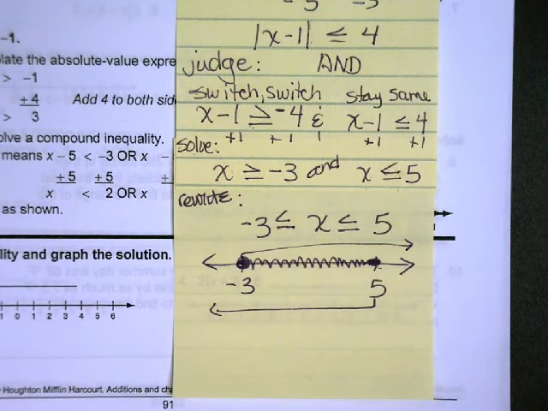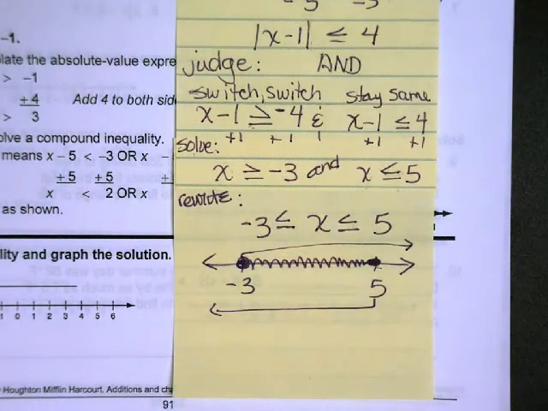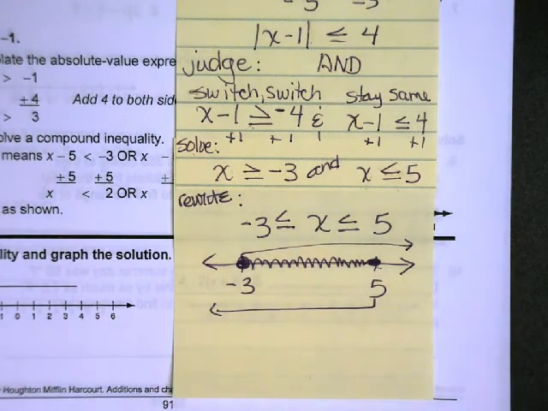Isolate the bars, judge the type of inequality, play the game. In both cases, you'll do switch and stay the same. Solve them. And can be rewritten, or cannot. I'll show you that example in a heartbeat, as soon as you're done with this.